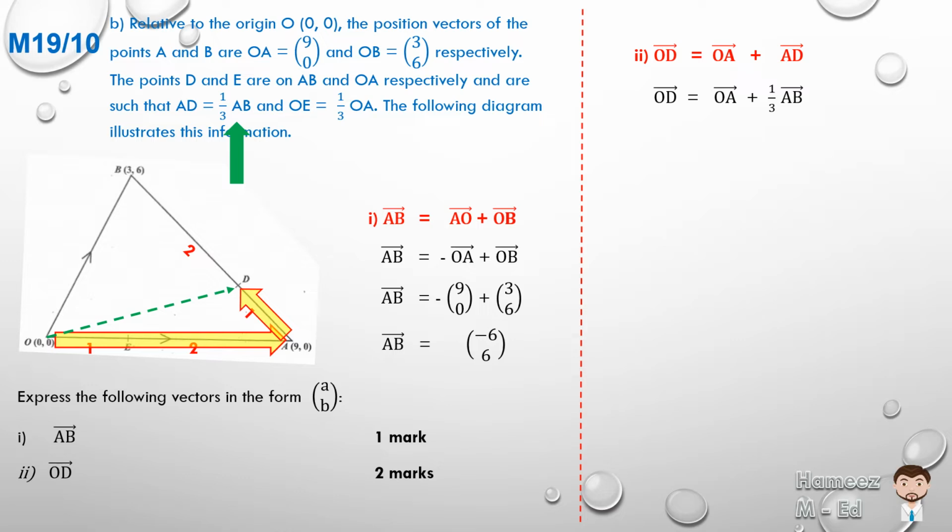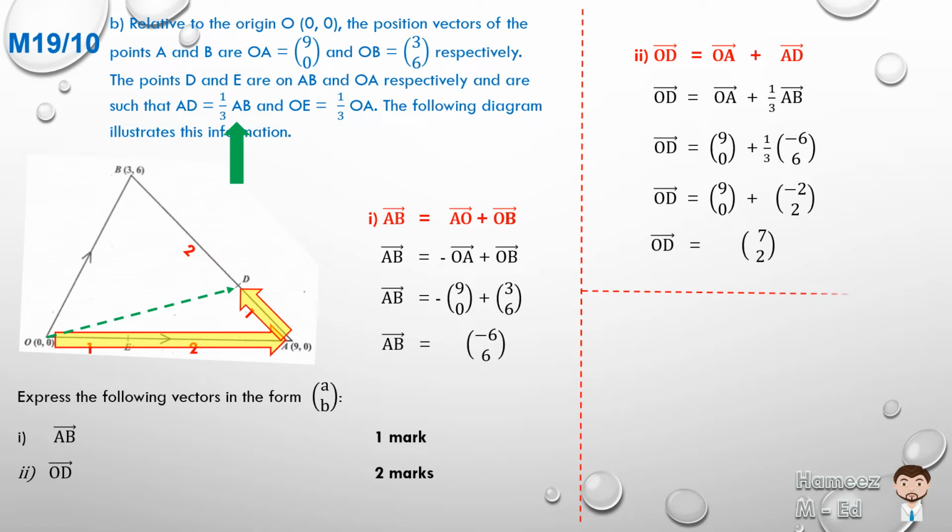So let's substitute. OD is equal to 90 plus 1/3 of minus 66. And we could work out 1/3 of minus 66. 1/3 of minus 6 is minus 2. And 1/3 of 6, 3 into 6 is 2. So now we solve 9 plus minus 2, and that will give us 7. And 0 plus 2 is 2. So we have OD is equal to 7, 2. Which means if we start at O and we want to end up at D, we can move 7 units to the right and then 2 units up.